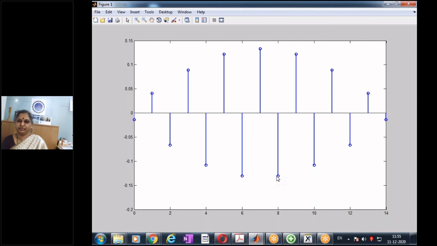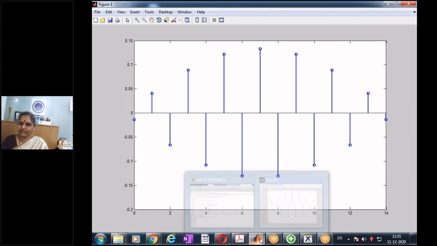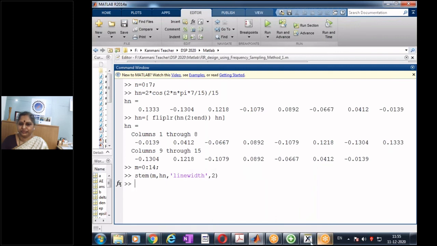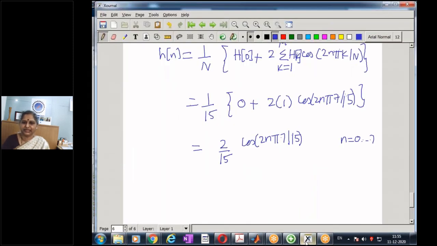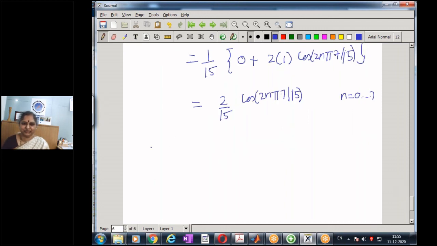We have designed a high pass filter. So as you can see, the alternate terms are negative. And once again, it's a linear phase filter, and hence there is even symmetry in the coefficients. This is my designed impulse response h of n of the high pass filter. So to have the design, we need to write the values. So I have my h of n.